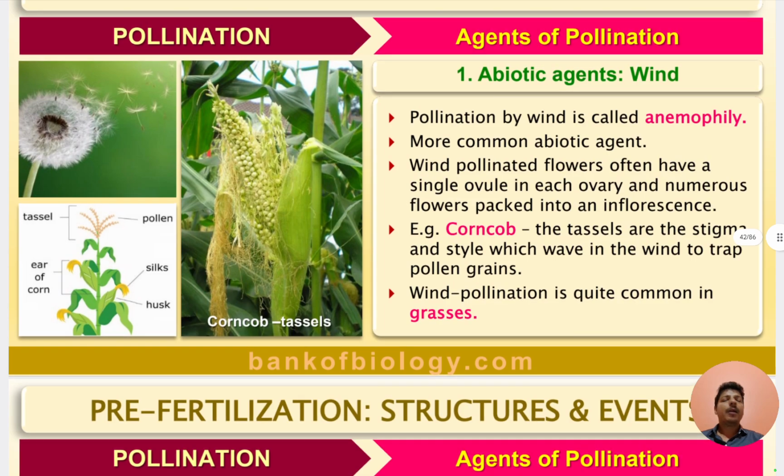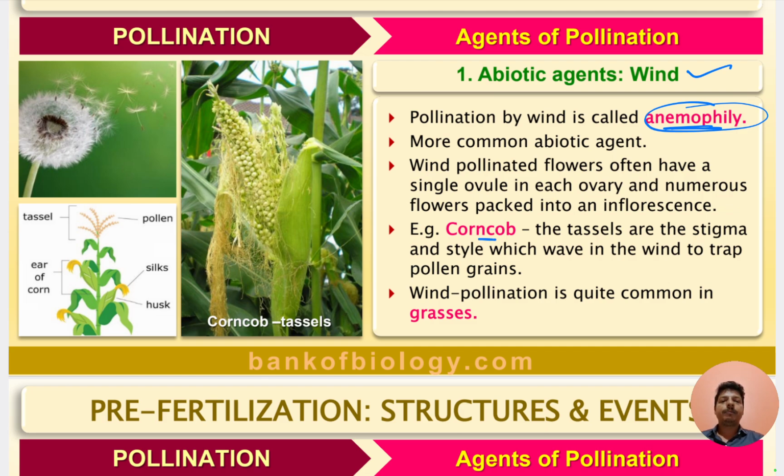First of all, abiotic agent, wind. Pollination by wind is called anemophily. It is the more common abiotic agent. Mostly abiotic pollination occurs through wind. Wind pollinated flowers often have a single ovule in the ovary and numerous flowers packed into an inflorescence.